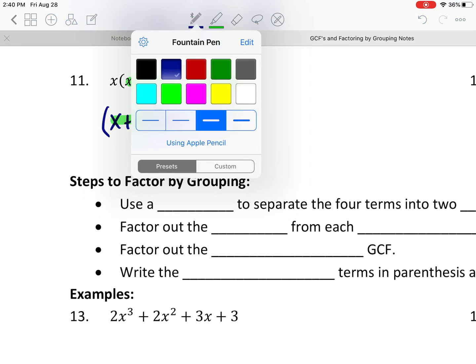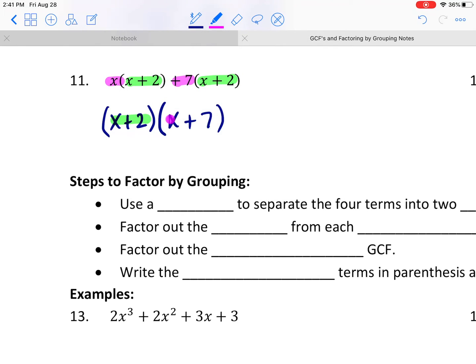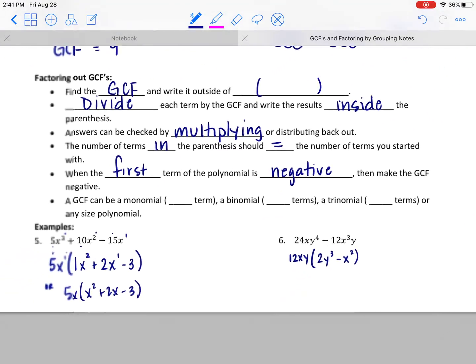And then left over, once it's factored out, is the x plus 7, and that's what we put in the parentheses next to it. Okay? Just like the other problems, just the GCF is bigger. So let's go back to our front page and fill in that last little bullet point.